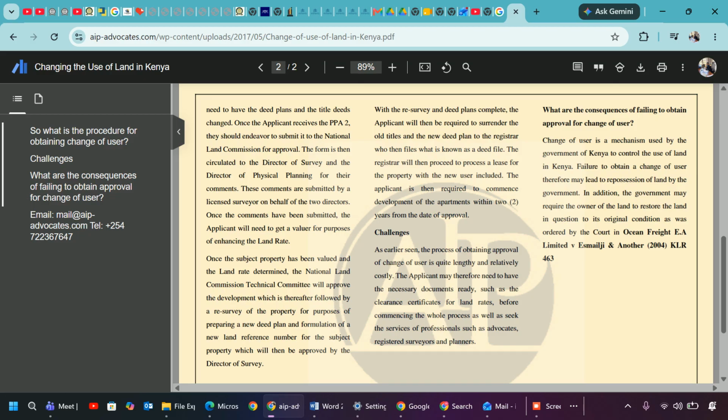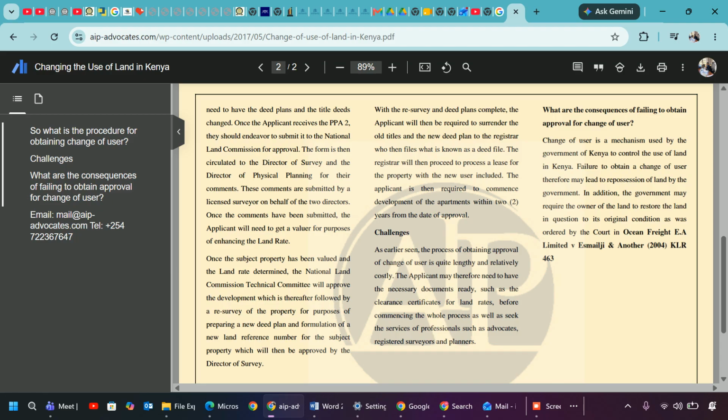With the resurvey and deed plans complete, the applicant will then be required to surrender the old titles and the new deed plan to the registrar, who then files what is known as a deed file. The registrar will then proceed to process a lease for the property with the new user included. The applicant is then required to commence development within 2 years from the date of approval. So what are the challenges?